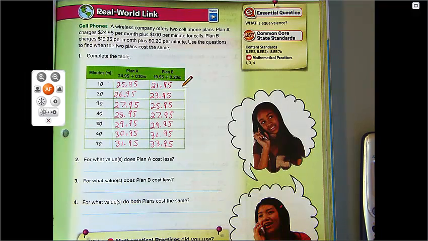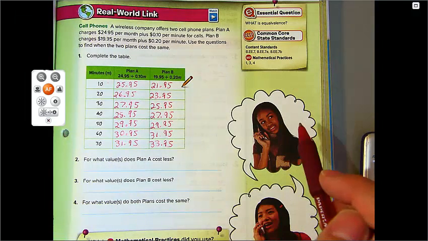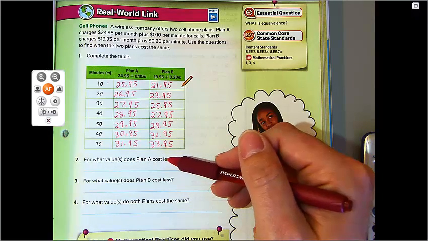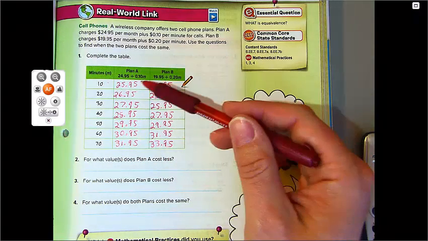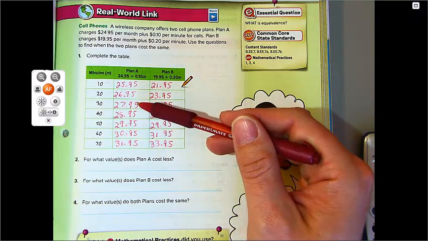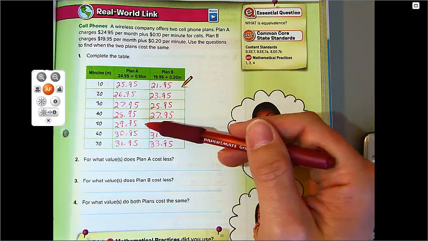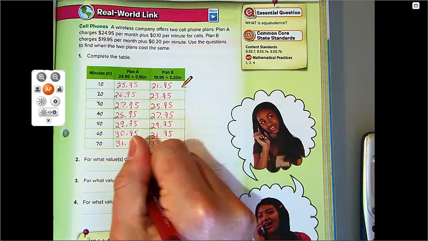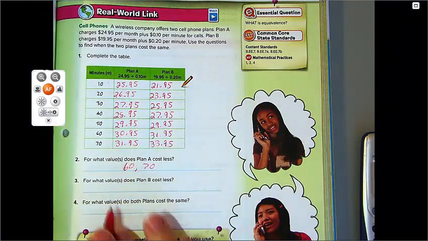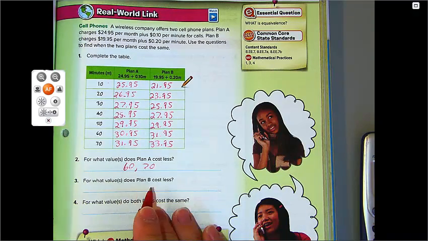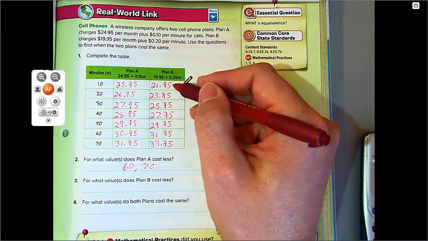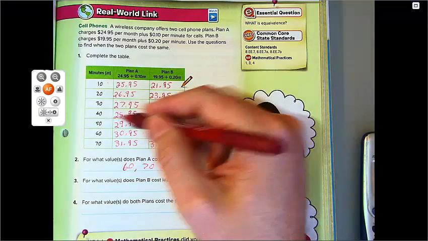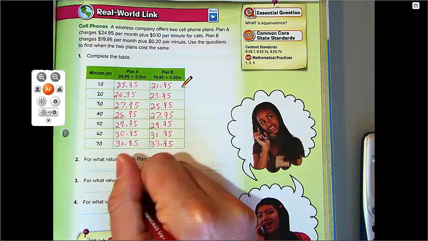So to answer our questions, and this is a great real-life situation where you ask, how much do I actually spend talking on the phone? Which plan is going to be better for me per month? For what values does plan A cost less? Well, plan A starts off more, but the more you talk, it actually ties here, so it will cost less at 60 and 70 minutes. At what point does plan B cost less? Well, plan B starts off less, but it increases more, so it costs less all the way through 40 minutes. So I put 10 through 40.